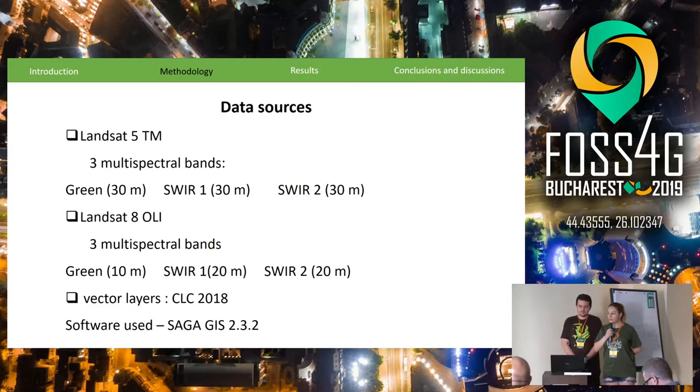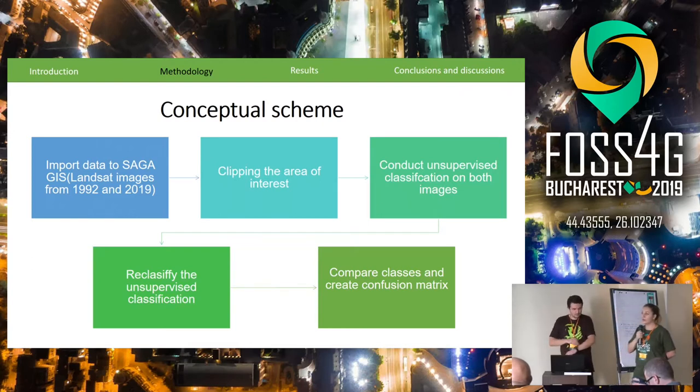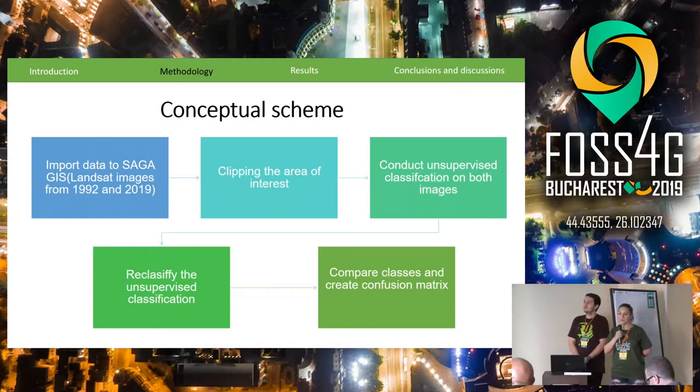For vector layers, we used the Corine land cover as a ground truth. And the software that we finally, after many, many tries, decided to use was SAGA GIS. So the conceptual scheme for our unsupervised classification was quite simple. Import the data, clip the area, conduct the unsupervised classification with K-means clustering, and reclassify, which was quite easy because we just exported the CSV table and then, with a drag and drop, put it back into SAGA GIS, and then compare the classes and create the confusion matrix.